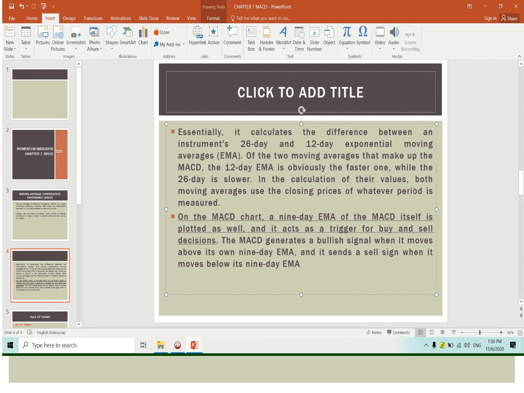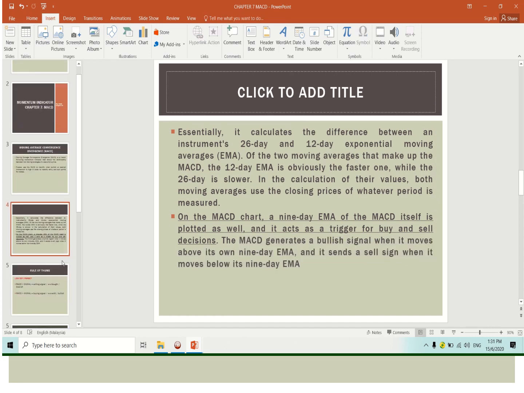On the MACD chart, a 9-day EMA of the MACD itself is plotted as well, and it acts as a trigger for buy and sell decisions. The MACD generates a bullish signal when it moves above its own 9-day EMA, and it sends a sell signal when it moves below its 9-day EMA. So it gives you a two-line chart, and the signal line is the 9-day EMA. From that chart, it gives you the signal whether to buy or to sell.